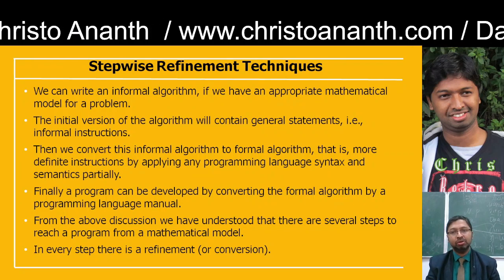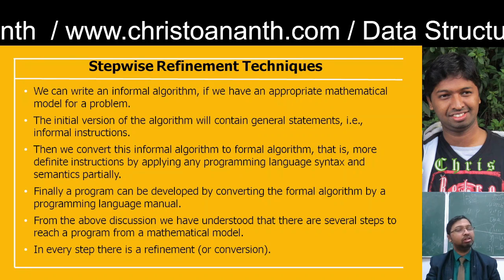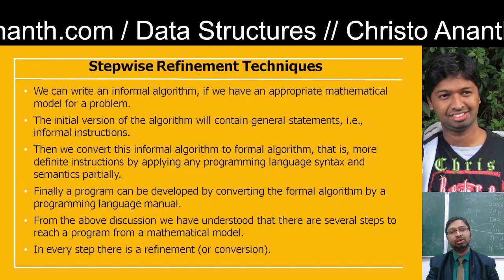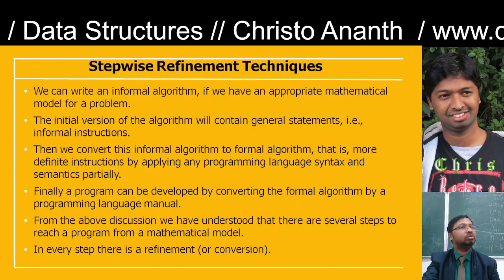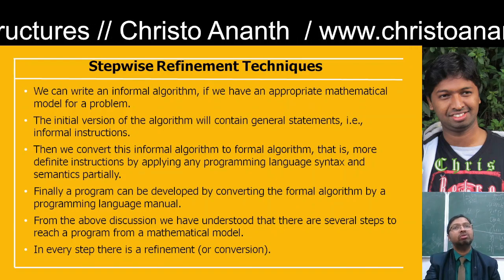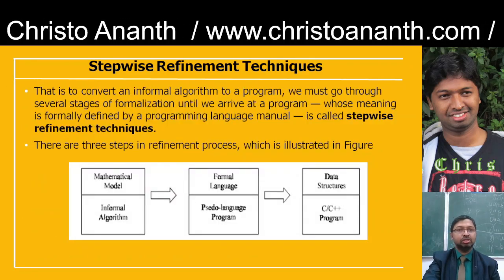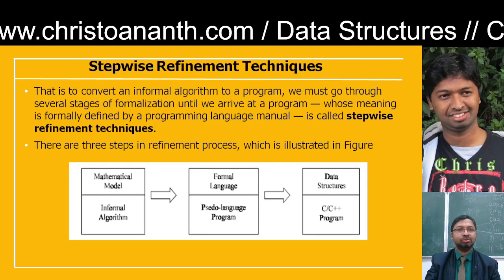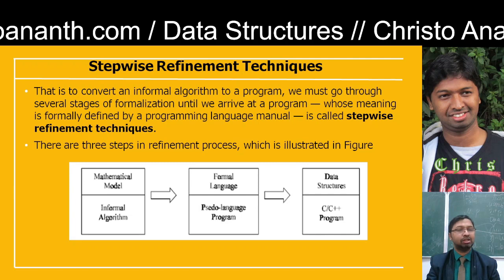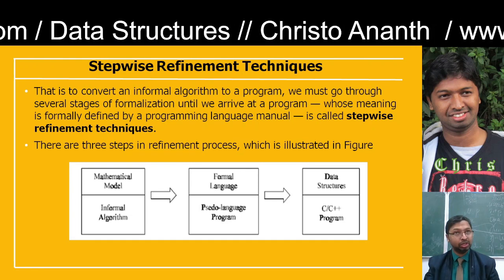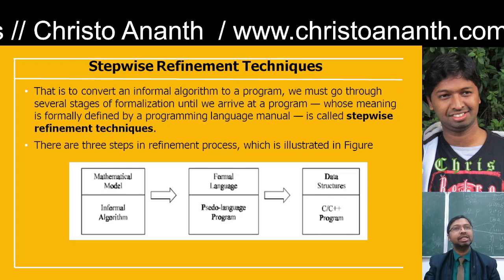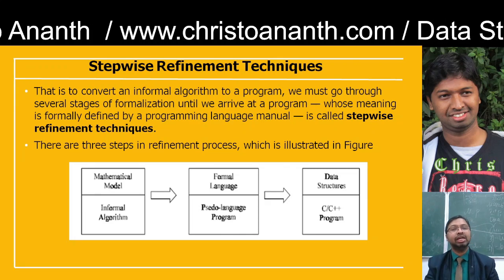There are several steps in order to reach a particular program from the definite mathematical model. Every step you need refinement. Every step you need conversion. This is how you convert an informal algorithm into a program. You go through several stages of formalization until we arrive at the program. This you can call the stepwise refinement or stepwise conversion technique.